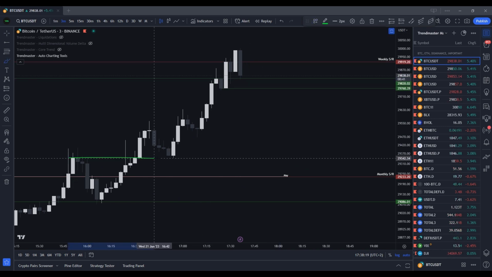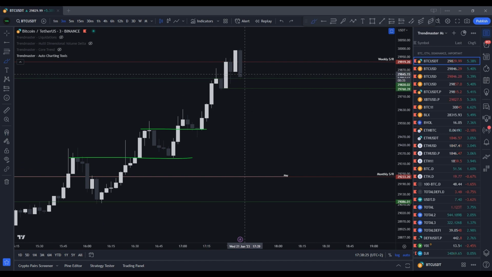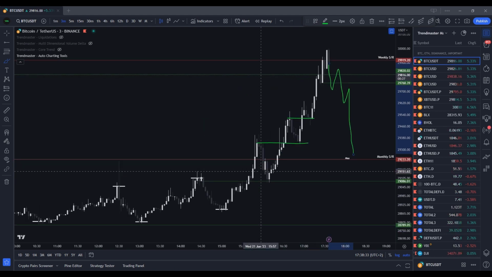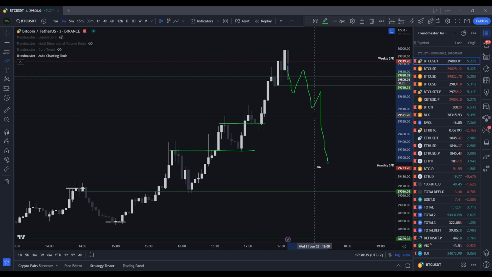Everything that we've tested on this way up, even on the 3 minute, it's continuation. What's the first chance of change? Bang, close. Look for failure that goes lower. Then we go lower. But you have to have the failure.